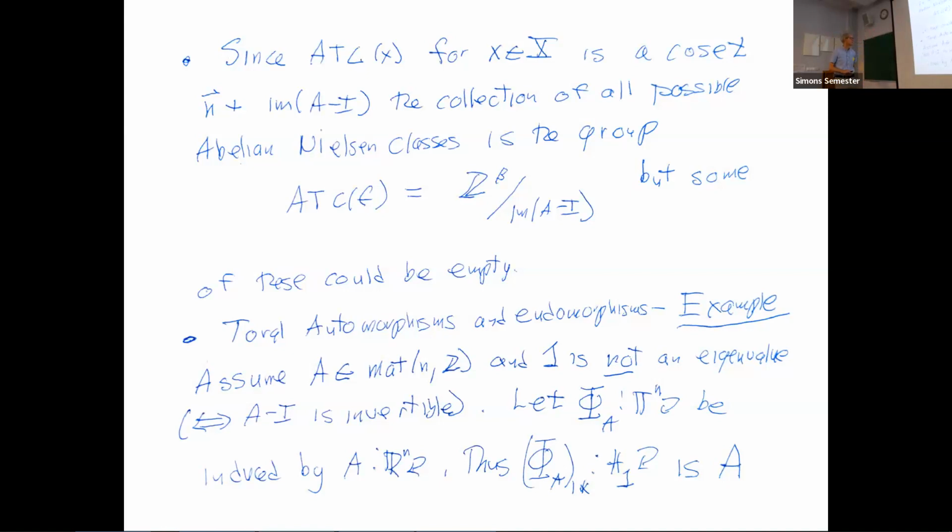All right, so here's our example. Let's look at a matrix A over the integers and assume one is not an eigenvalue. You'll see the reason for that in a minute. And this matrix I minus A being invertible is the same as one not being an eigenvalue. In the standard way, we look at the induced map on the N-torus, and so the action on H1 is exactly this matrix A. So this is the usual setup.